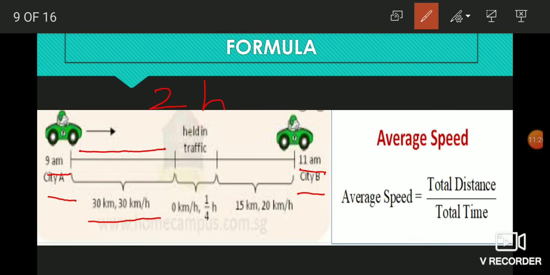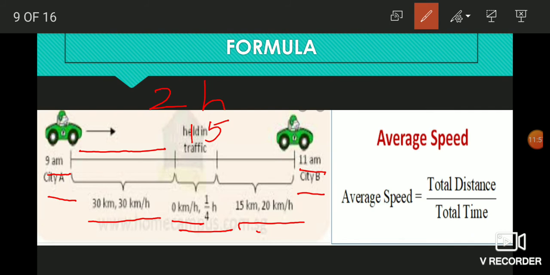It travels the first 30 kilometers of the journey at a speed of 30 kilometers per hour. Then 0 kilometers for the next 1/4 hour. It means for 15 minutes the car did not move. It stopped. That's why 0 kilometers. Then again it started, and this time it covered 15 kilometers.